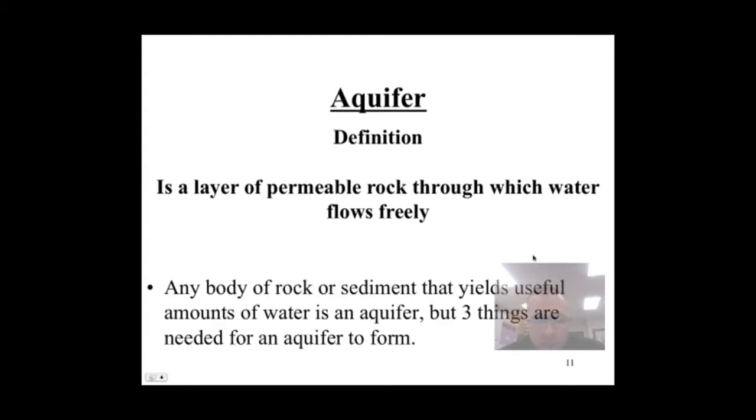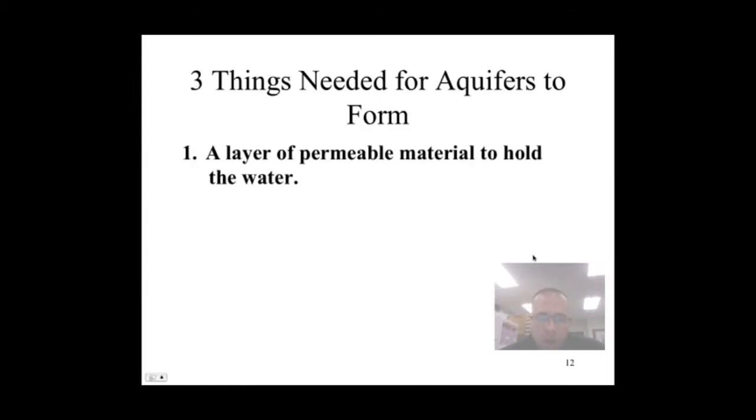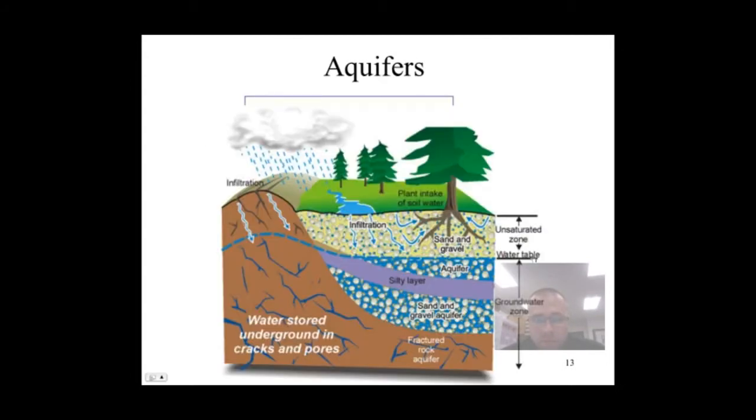So any body of rock or sediment that yields, meaning we can take out useful amounts of water, is considered an aquifer. Three things are needed for an aquifer to form, though. One, a layer of permeable material to hold the water. In this case, we have sand and gravel, very permeable. Okay, and even a fractured rock over here. It's only permeable because of all these little cracks.